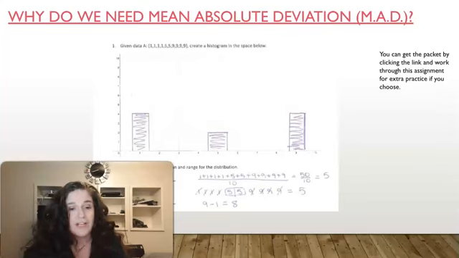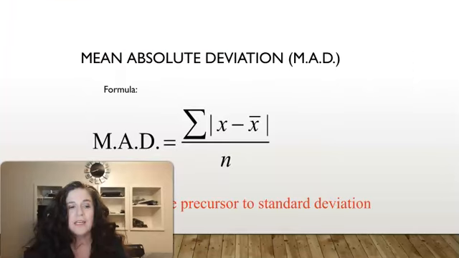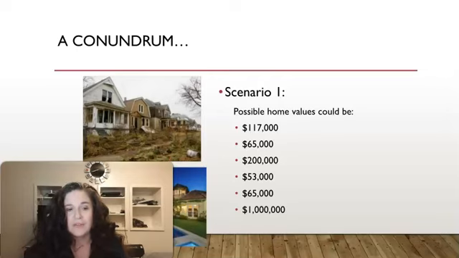If you are outside of class, you will go through that Why Do We Need MAD packet, and then you will look at the formula, and you will go back to the housing conundrum and see how the mean absolute deviation applies to that. And then we will talk about the standard deviation and how it is measuring the same idea as mean absolute deviation. However, the formula is a little bit different. So it is rated a red day. If you can make it in, it will be very helpful.